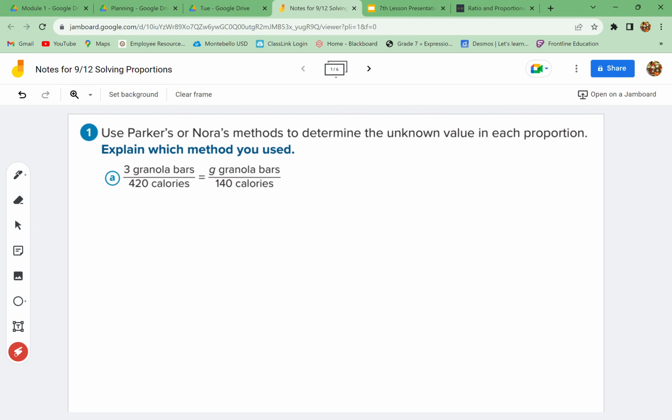First things first, you want to identify your variable. If we see here, our variable is right here, so we're going to use the variable g. You can tell it's g because it's right there. When you write your proportion, I'll take 3 over 420 is equal to g over 140. Now if you read Parker and Noah's methods, I'll follow something similar.